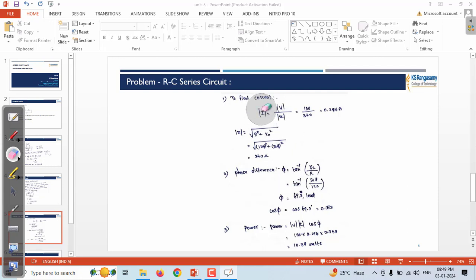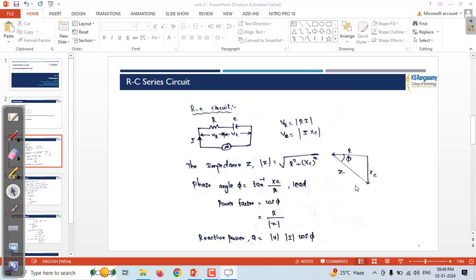So, the formulas we can recall. The impedance value is square root of R squared plus XC squared. The phase angle is tan inverse XC by R. It's a leading one. The power factor is cos phi, and we can also calculate it as R by modulus of Z. The power is V I cos phi. So these are the formulas for calculating RC series circuits.